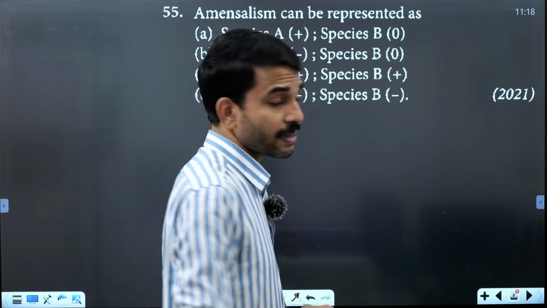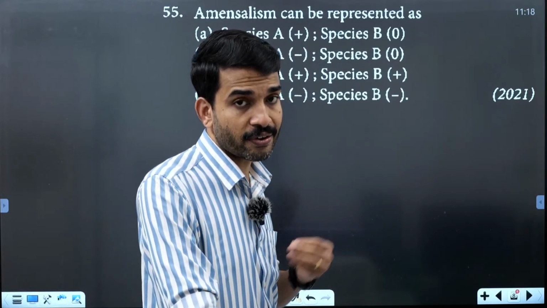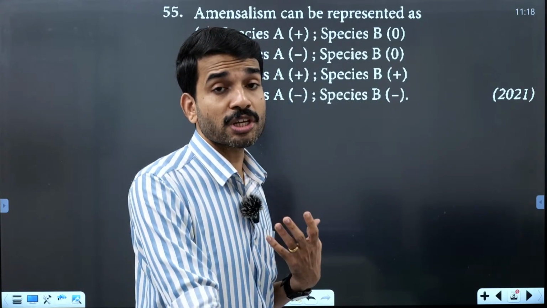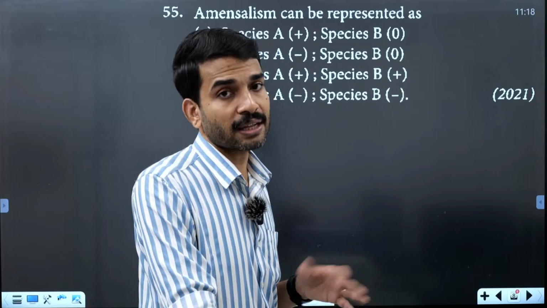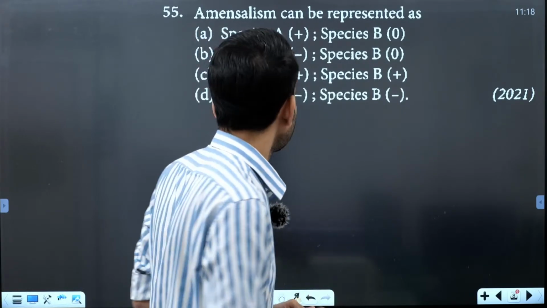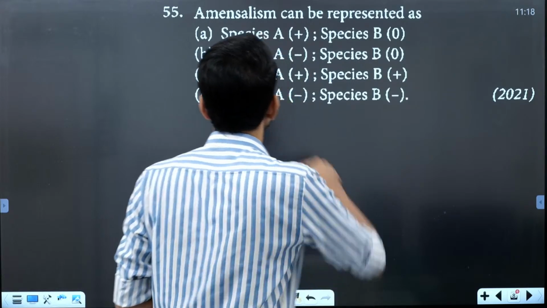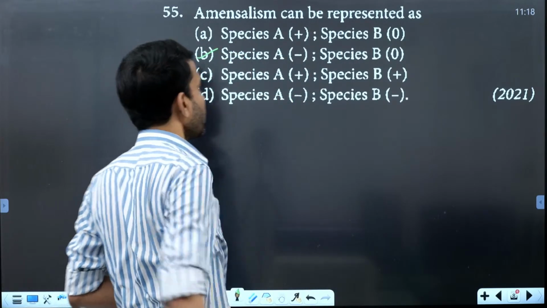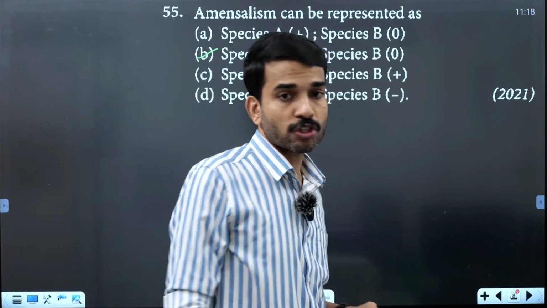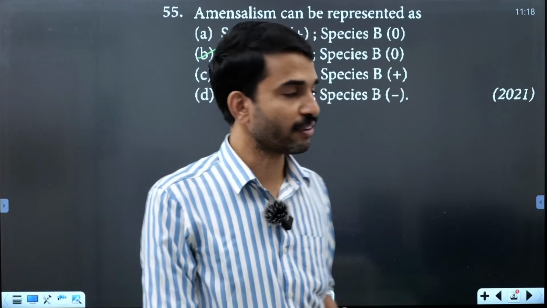So this is amensalism. Amensalism means what? It's an interaction where one species will be getting harmed, whereas the other one is having some neutral effect. So our answer is supposed to be option B. Species A will be getting harmed, whereas species B will have some neutral effect.